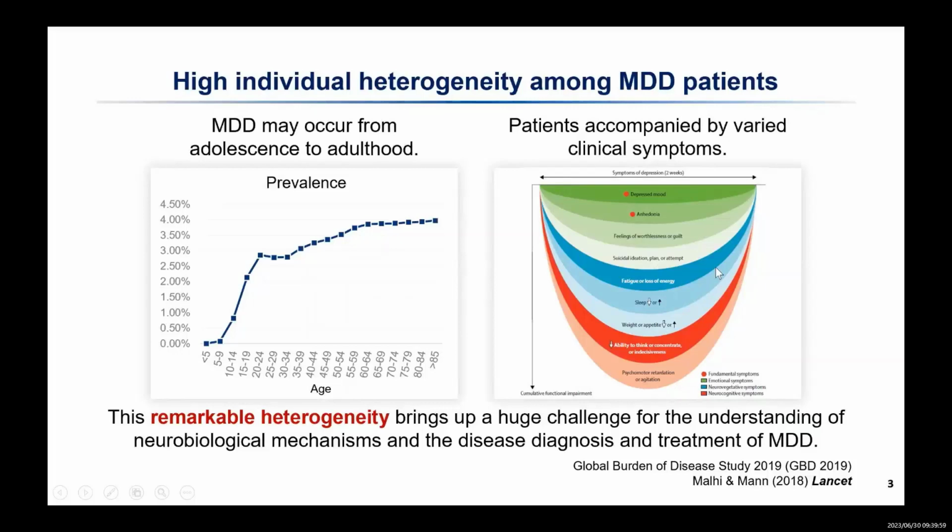According to the current diagnostic criteria DSM-5, patients may show at least 5 of these 9 symptoms. That means patients may have varied emotional and cognitive symptoms. This clinical diversity brings a huge challenge for the understanding of neurobiological mechanisms and for disease diagnosis and treatment. However, the underlying substrates remain largely unclear.